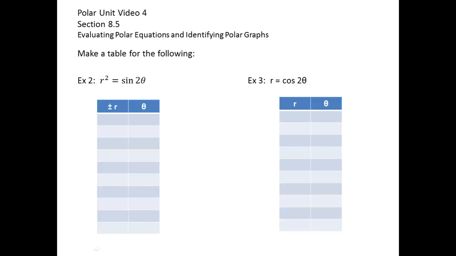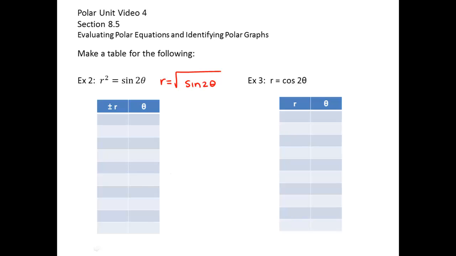So for anything with an r squared value, we have to do one thing before we're even able to enter it into the calculator. And that is we have to take the square root of both sides because we can only enter in r equals, not r squared. So I will have to take the square root of the sine of 2 theta.